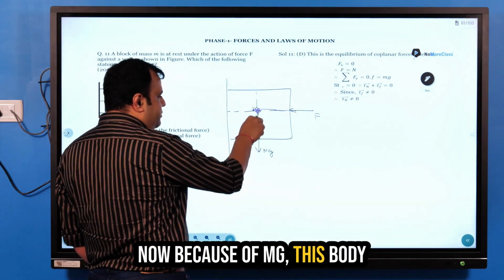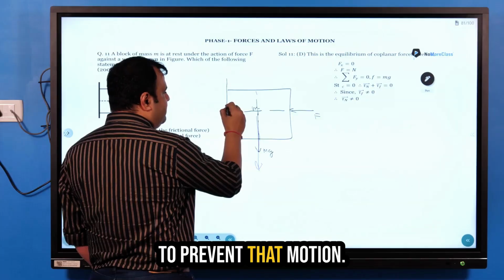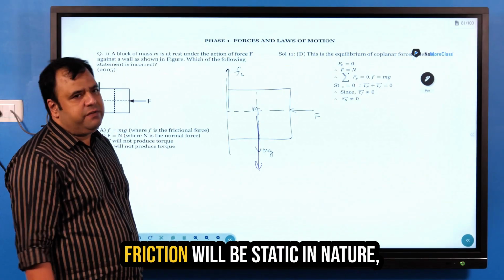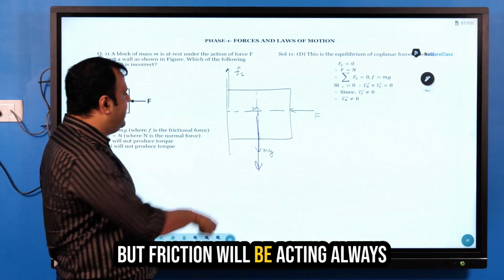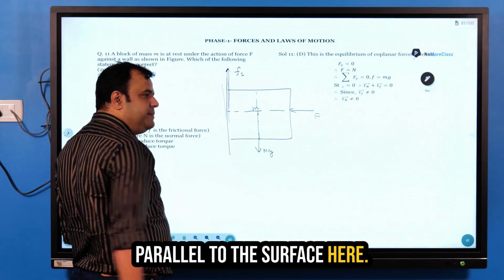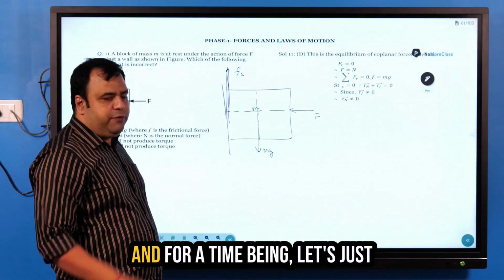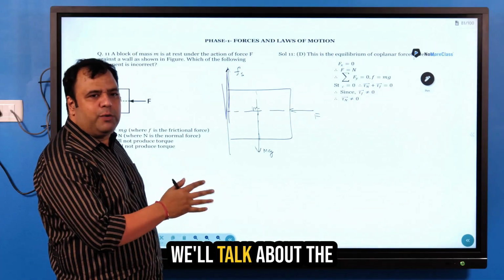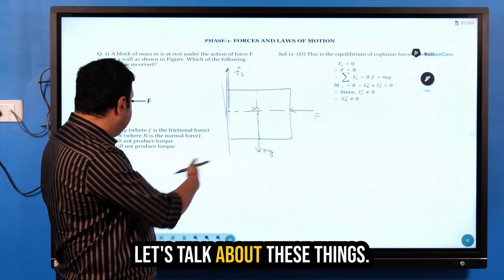Now, because of mg, this body has a tendency to go down. To prevent that motion, friction will be acting in the upward direction. Since this body is not moving, friction will be static in nature. But friction will always be acting parallel to the surface. And for the time being, let's just keep the normal reaction aside. We'll talk about the normal reaction. First, let's talk about these things.